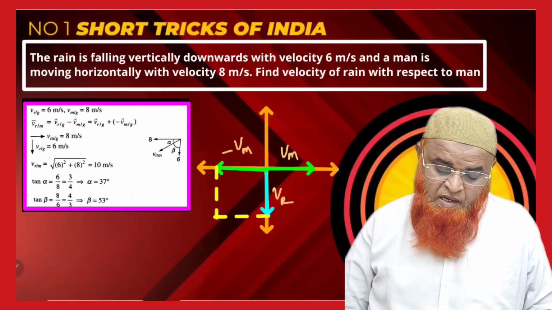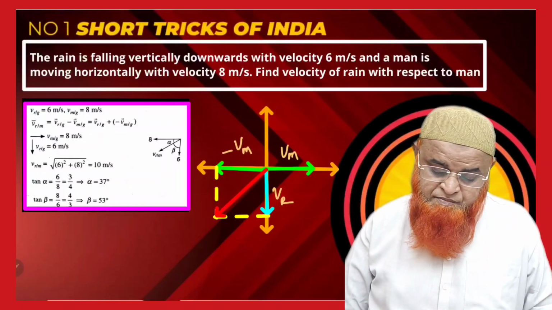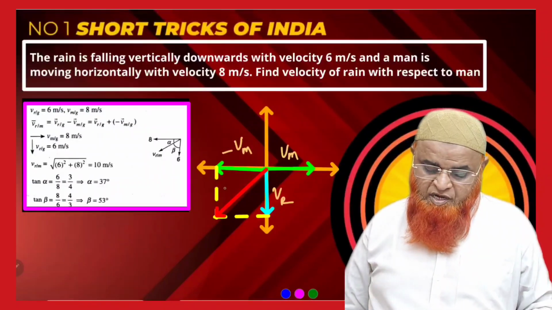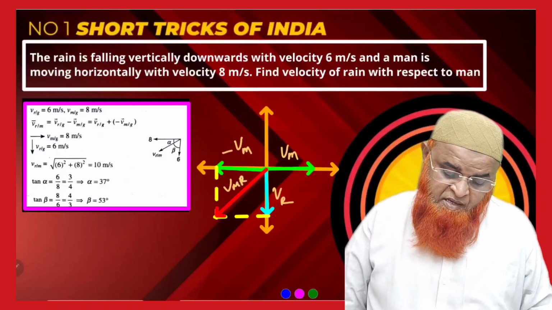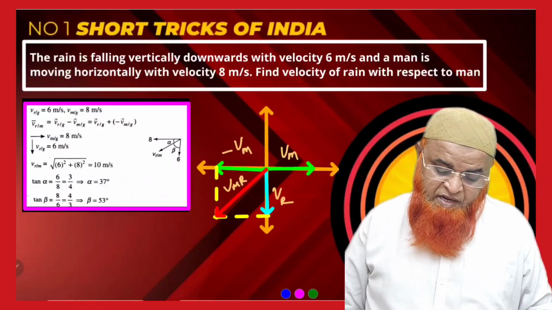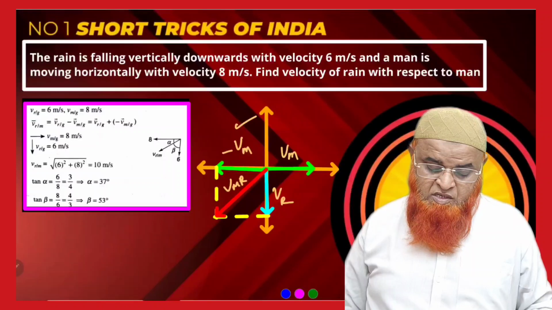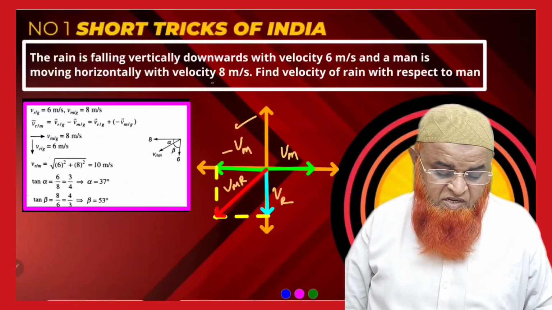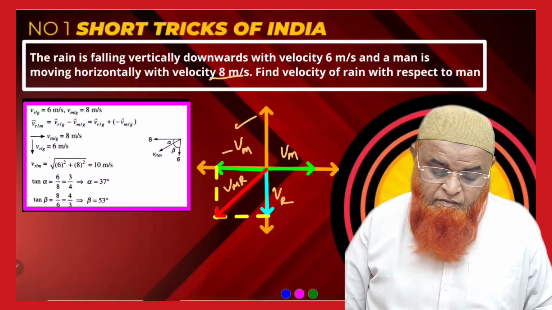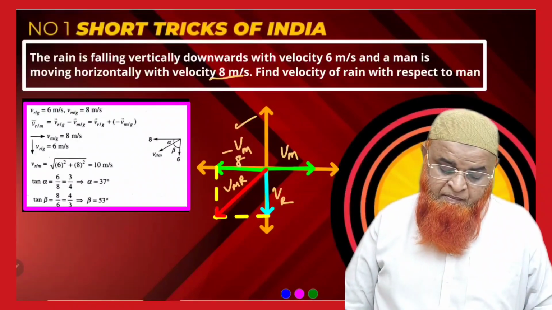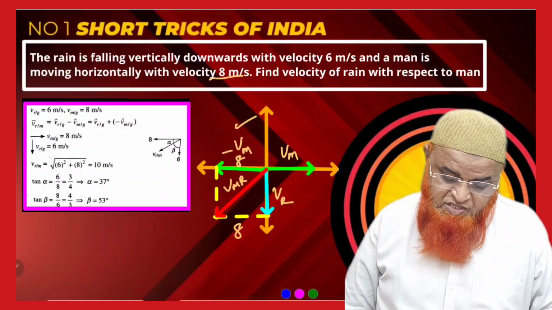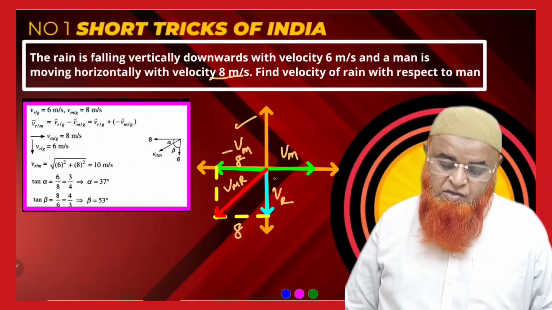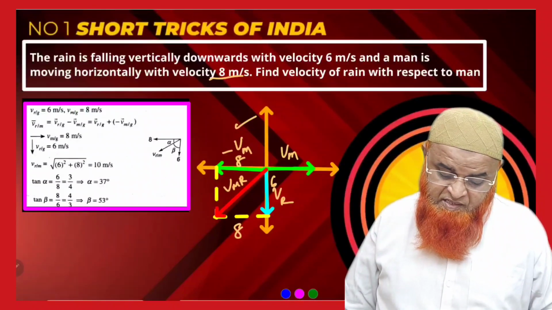Then let us see what you are going to get now. So this is going to be your resultant. This resultant is going to be velocity of man with respect to rain. So this is velocity of man with respect to rain. Okay, so how are you going to find out? So this is velocity of man, and velocity of man is how much it is? Velocity of man is 8. Okay, so this is 8, means this is also 8. Opposite sides are equal. And velocity of rain is how much? Velocity of rain is given as 6.